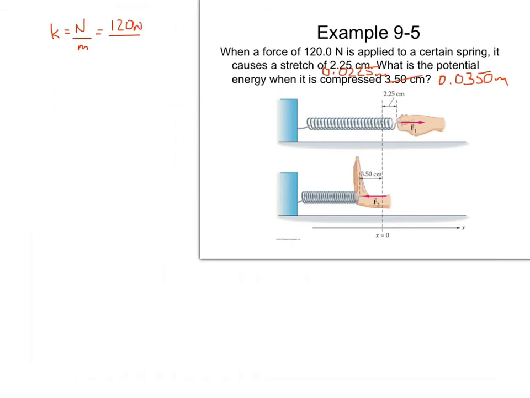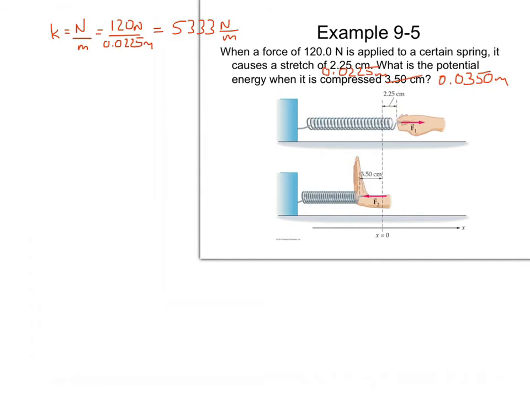if you stretch it 0.0225 meters. So if we do our math and simplify that, we should be able to turn that into newtons per meter instead of newtons per 0.0225 meters. 120 divided by 0.0225, I get 5,333 newtons per meter, which must be a pretty tough spring.